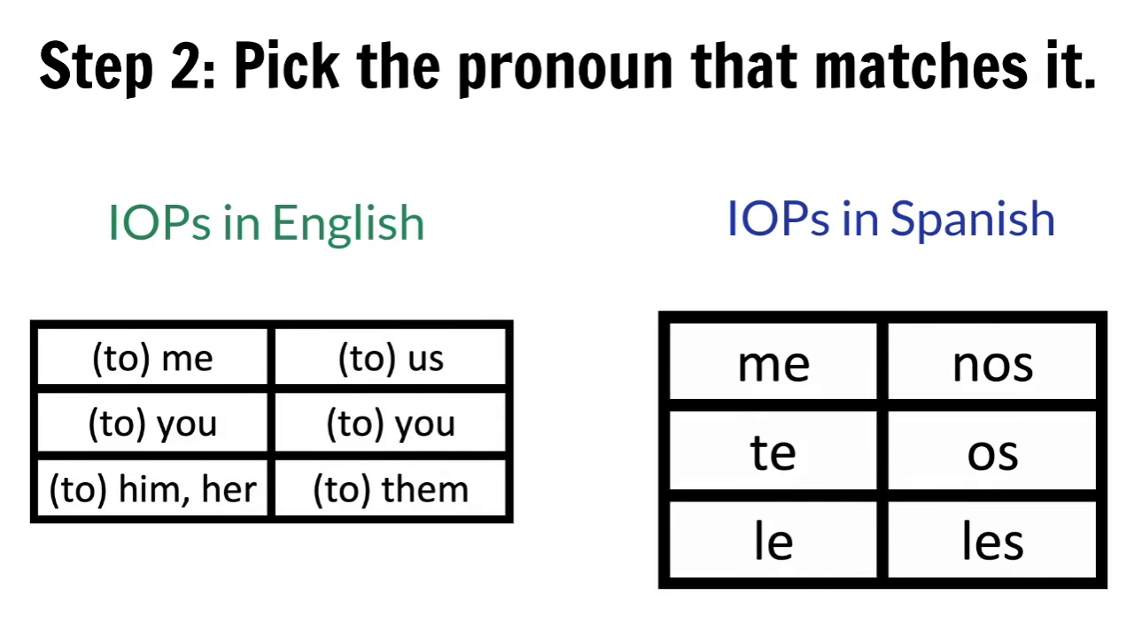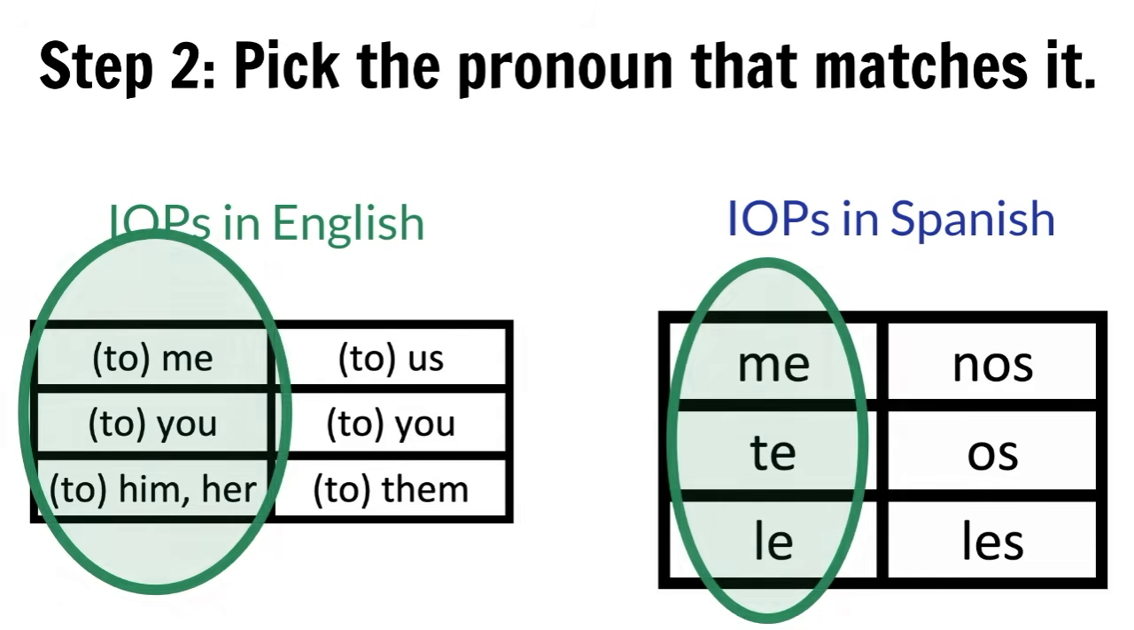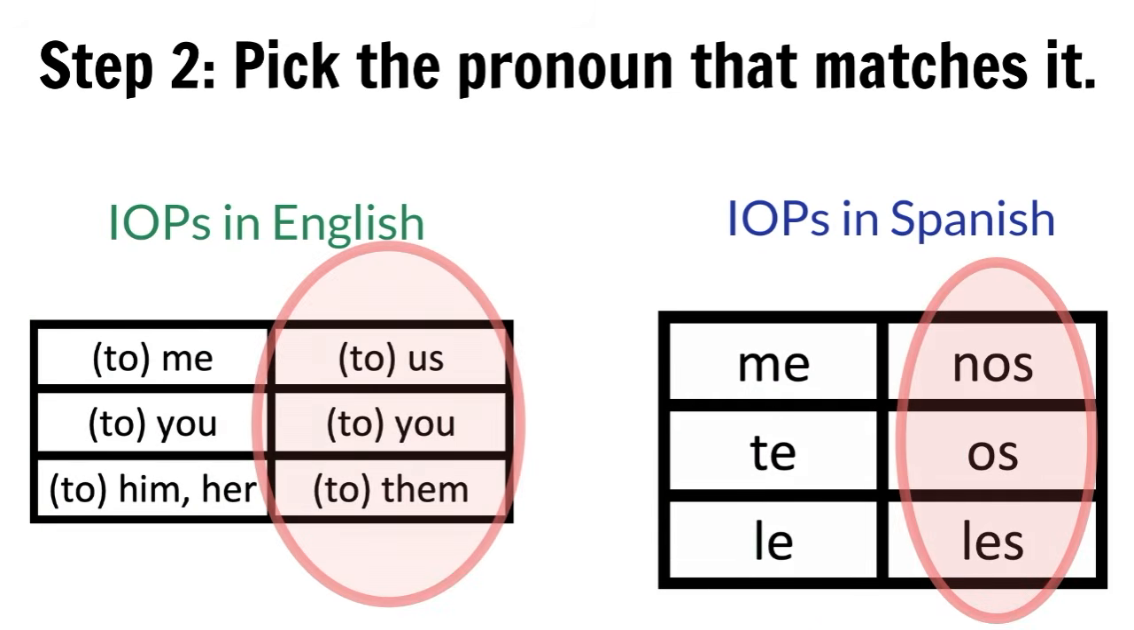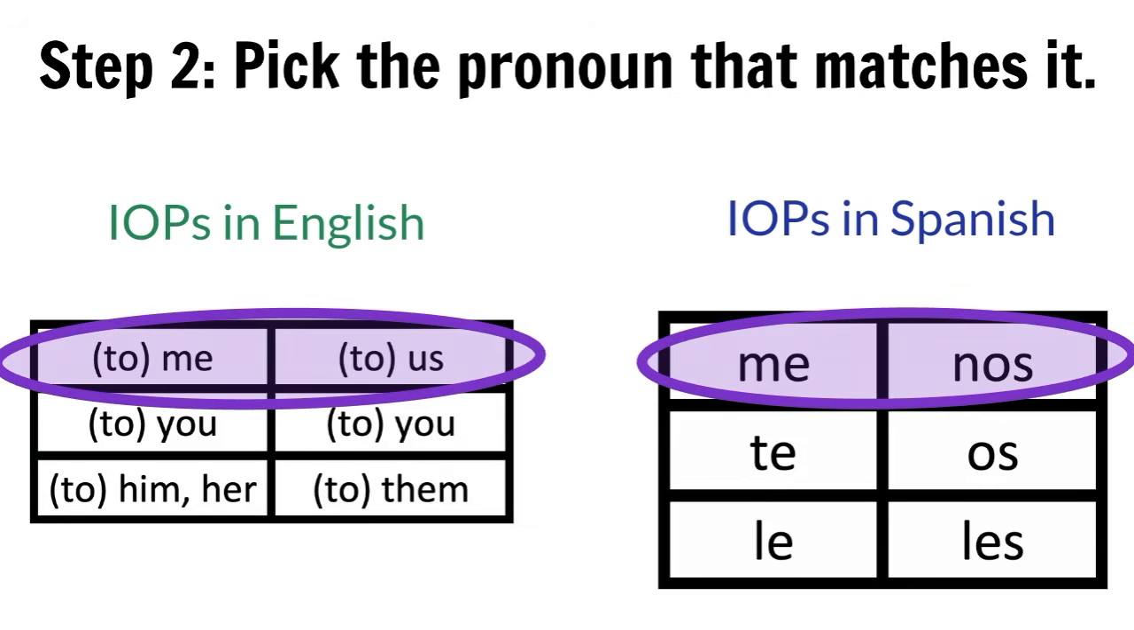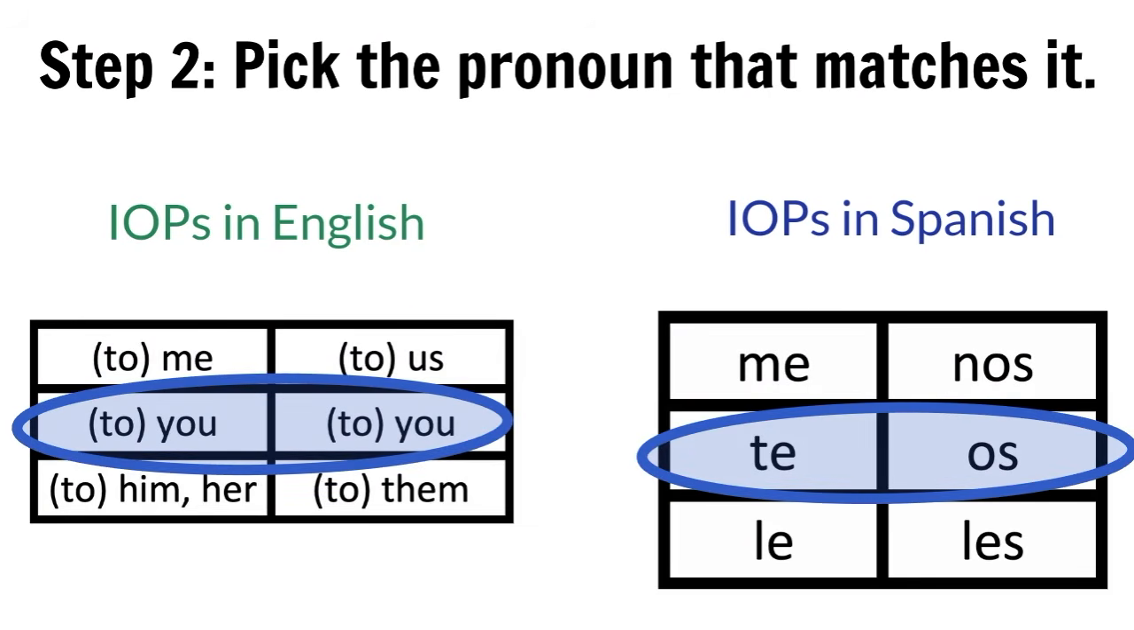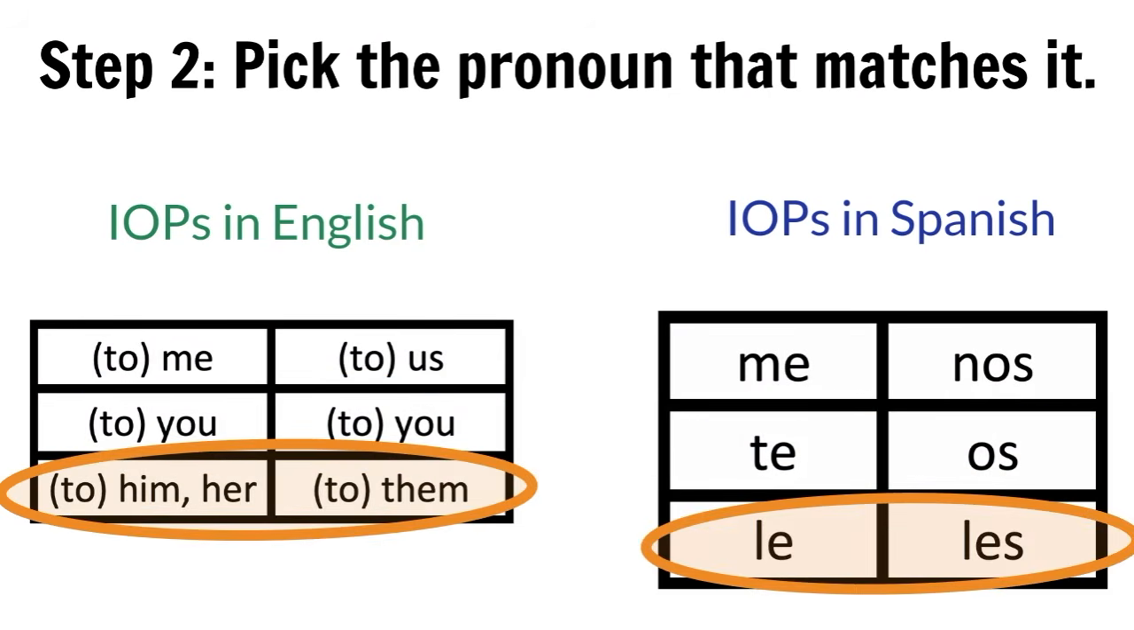As usual, you will choose your pronoun to match the noun that it's replacing. Singular pronouns are on the left side of the chart, plural are on the right side. First person is the first row, second person is the second row, and third person is the third row.